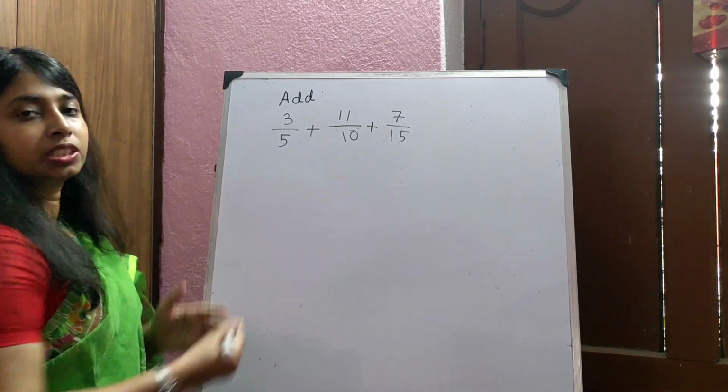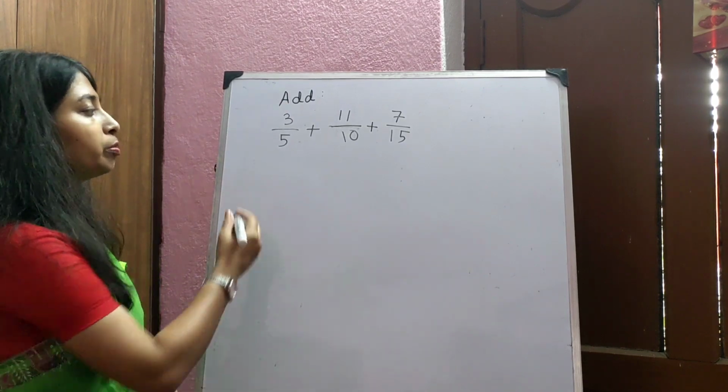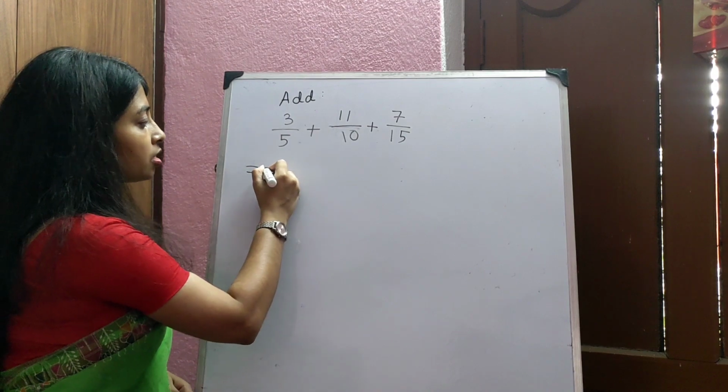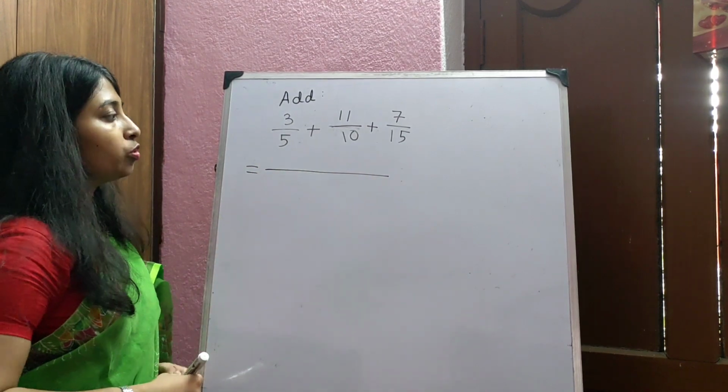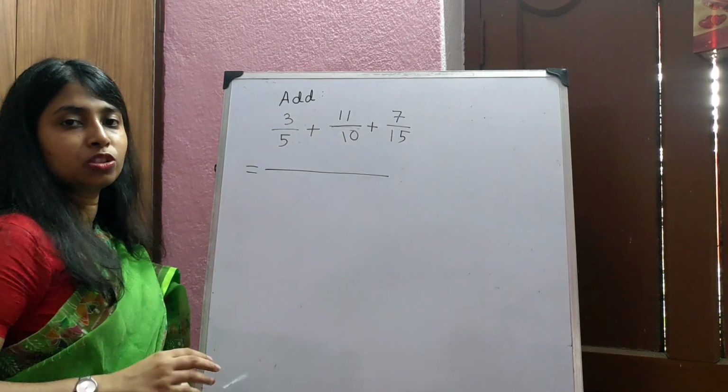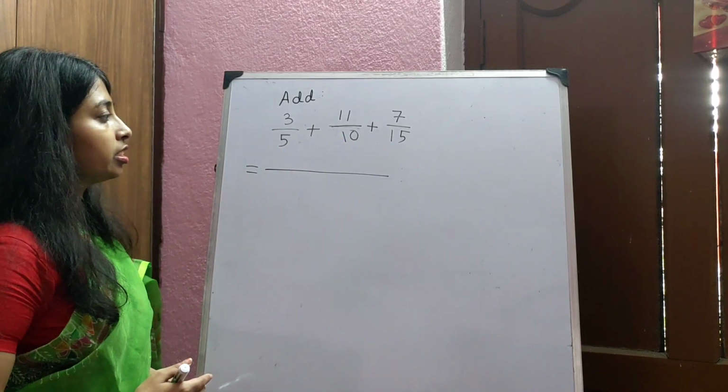If we have three fractional numbers and we need to add them, the process is the same. At first we give a single line, and then in the denominator we need to write the LCM of all these denominators. Now can we use the shortcut here?